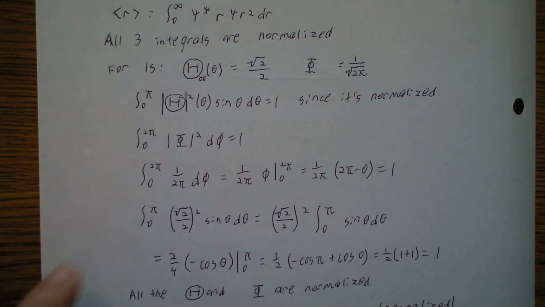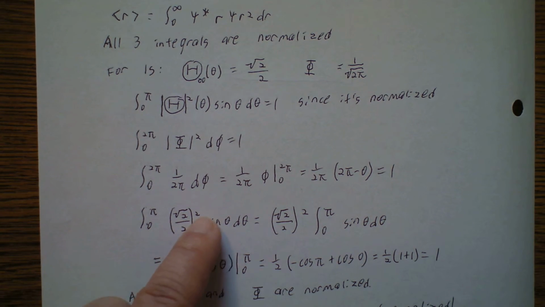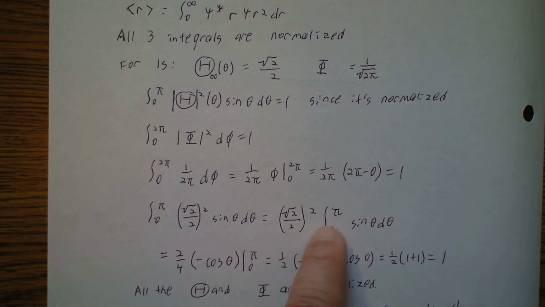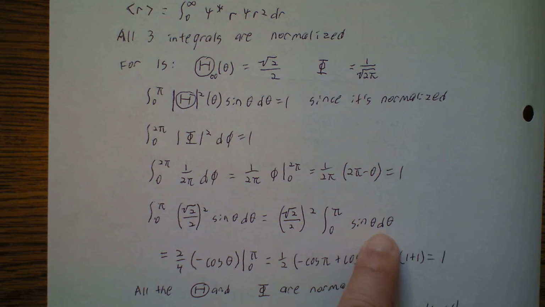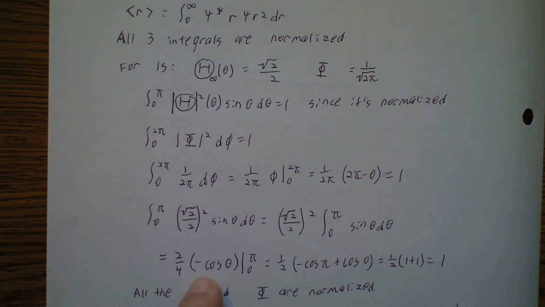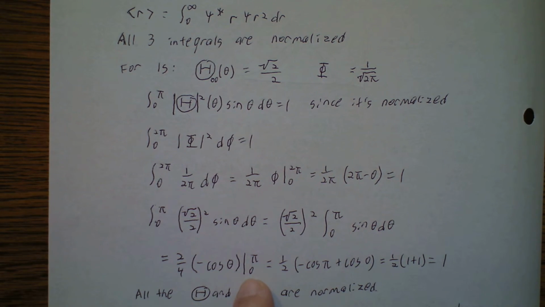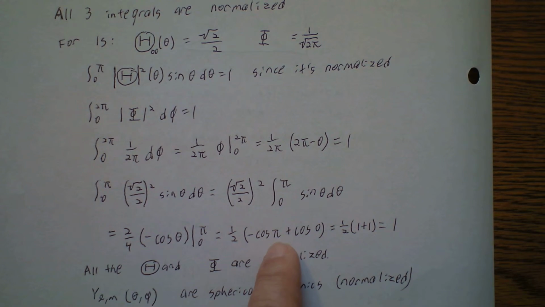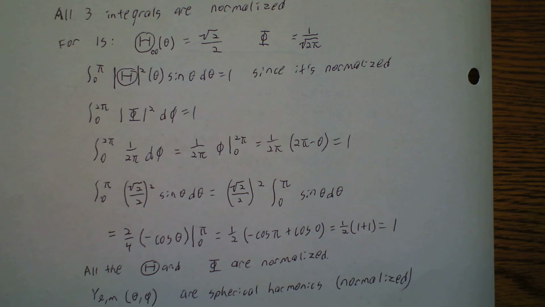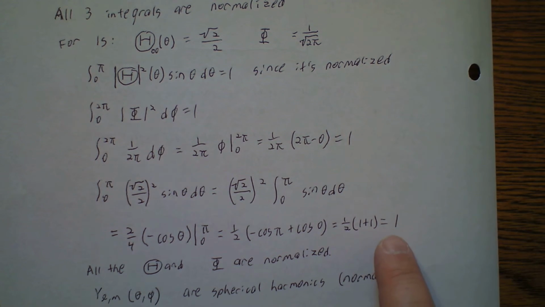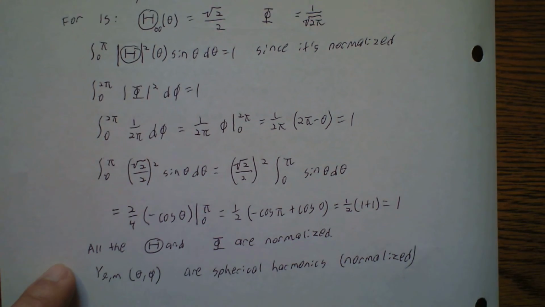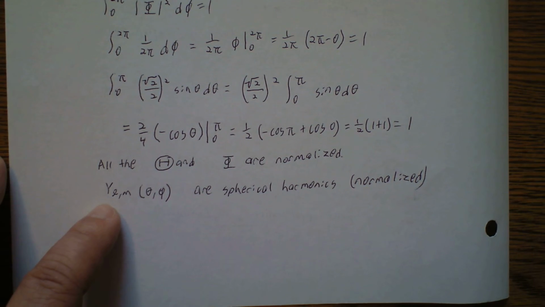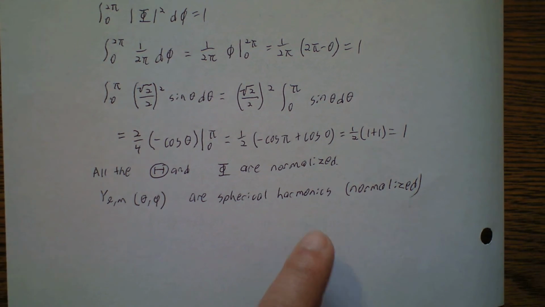And then likewise, we get the integral from 0 to pi of the square root of 2 over 2, squared, times sine theta d theta, that's equal to the square root of 2 over 2 squared, times the integral from 0 to pi sine theta d theta. That's equal to 2 over 4 times minus cosine theta, evaluated from 0 to pi, and we get 1/2 times the whole quantity minus cosine pi plus cosine 0, and that's equal to 1/2 times 1 plus 1, that's equal to 1. So the theta and phi are normalized. So Y of l m, phi theta, the spherical harmonics, those are normalized.